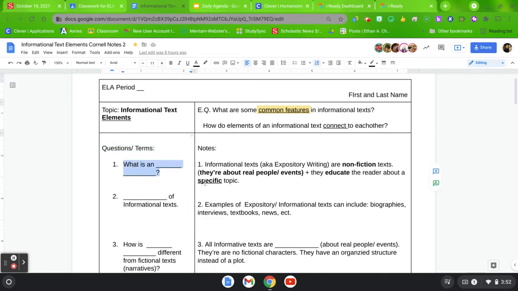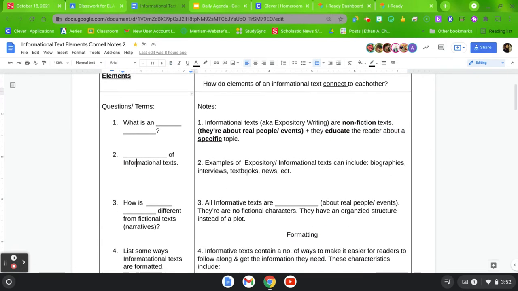So what is an informational text? Informational texts are also called expository writing. They are nonfiction. Fiction is something that is make-believe, so nonfiction is not make-believe. In other words, it's real people or events. The goal of expository is to educate the reader about a topic. Examples of expository texts could include your textbooks, news articles, etc. These are examples of informational texts.